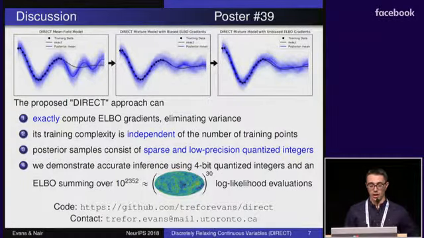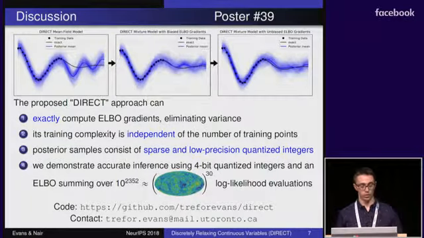So finally, in our experiments, we demonstrate accurate inference using extremely low precision 4-bit quantized integers. And we are able to train our model on data sets as large as 2 million points in just seconds, even though the ELBO would naively require summing over a number of log likelihood evaluations equal to the number of atoms in the universe raised to the power of 30, which would be completely intractable to do naively. So we demonstrate the approach for mean field variational inference as well as for unfactorized variational distributions. The code is available online, and if you're interested, please visit poster 39.